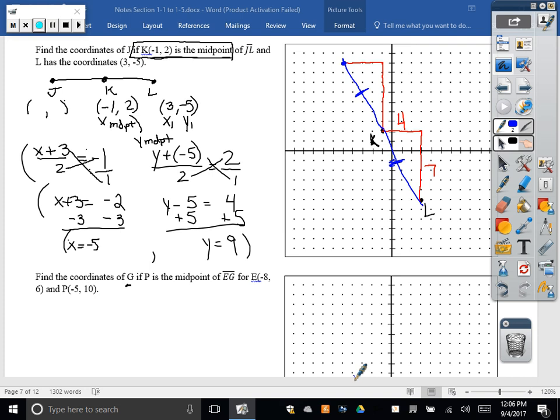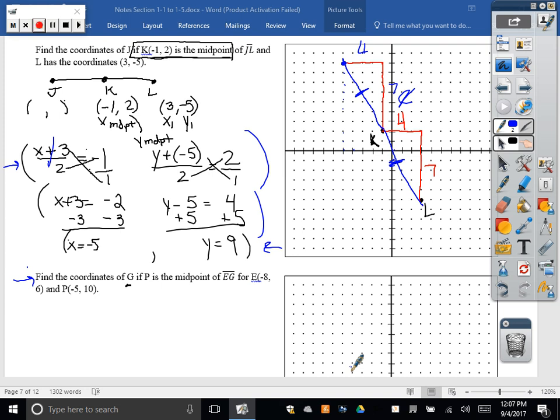Now let's see if this answer agrees with what we found down here. If I count over, 1, 2, 3, 4, 5, well, that's good, I've got negative 5. And then up 1, 2, 3, 4, 5, 6, 7, 8, 9. Very good. Doing it this way is going to be a little bit more confusing, but it always works. It doesn't matter if the points are on the grid or not. This way over here, counting the rise and the run, 7 and 4, they're the exact same. It works great if the points are on the grid.